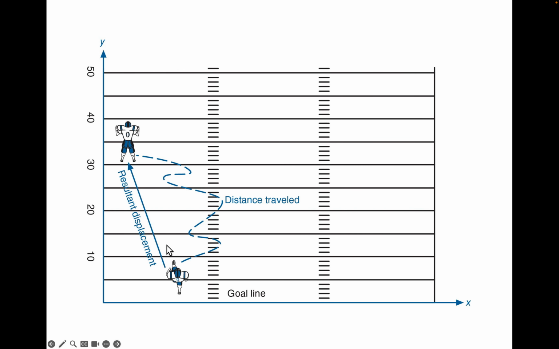So notice here the difference. Distance travels a lot farther than displacement, because displacement is that straight line path, versus distance, which is the entire path moved.